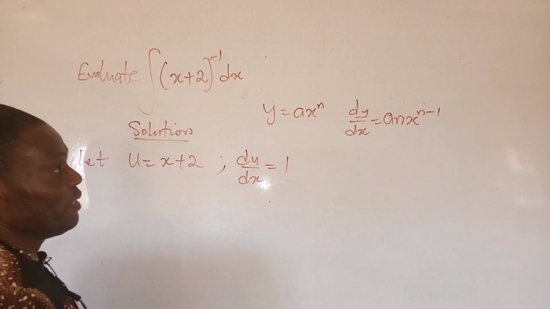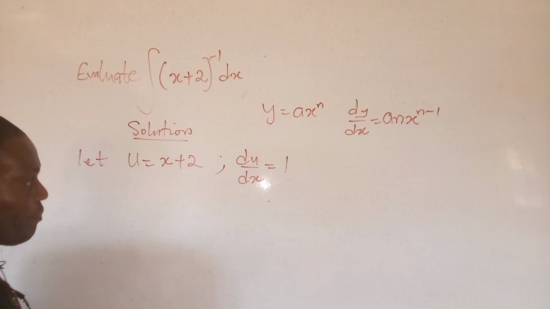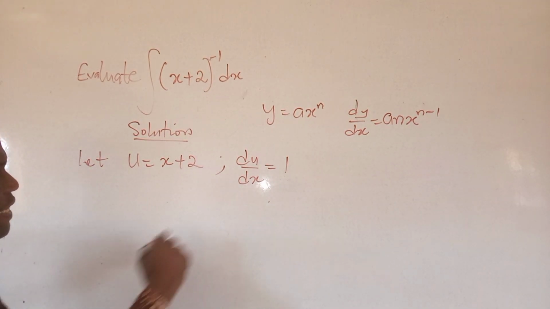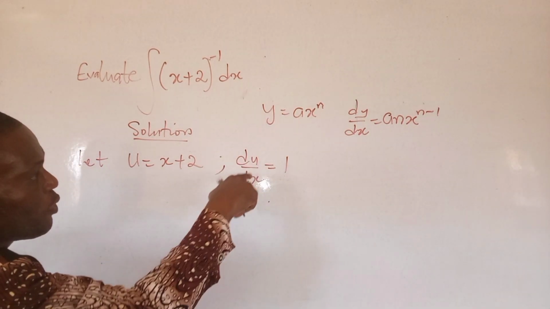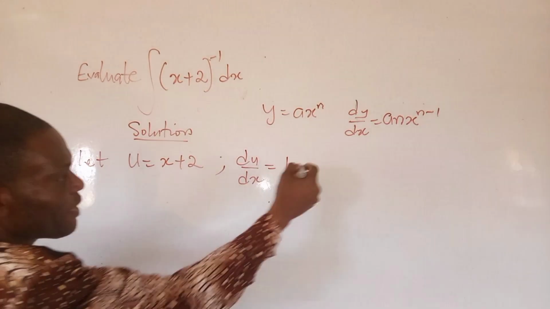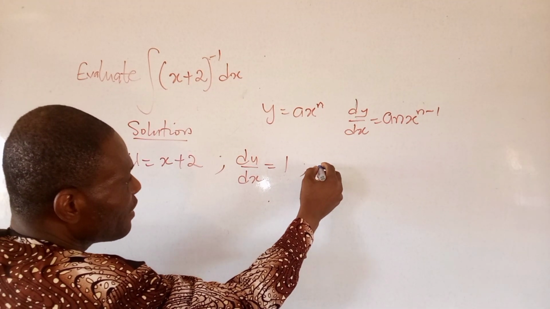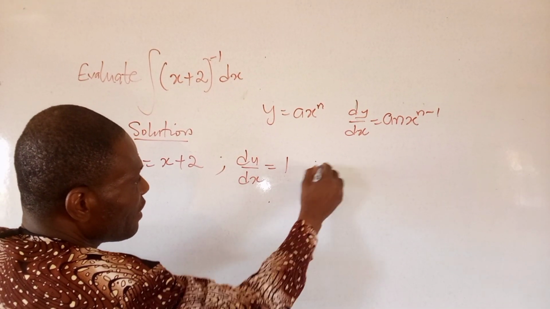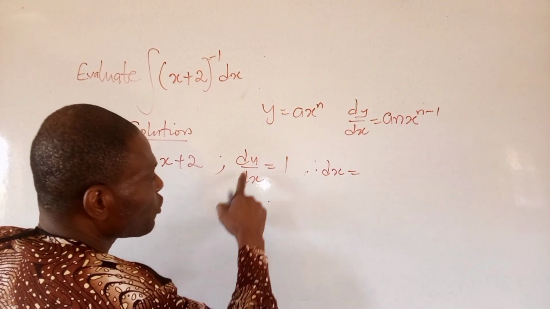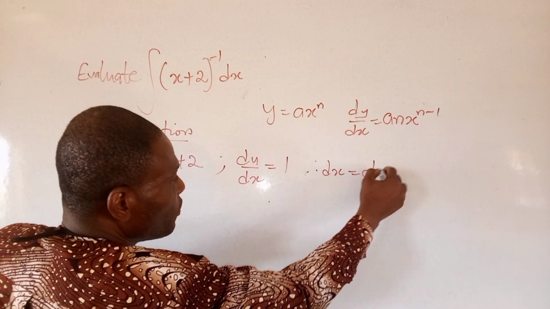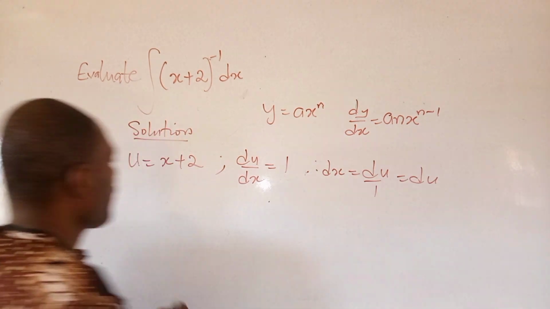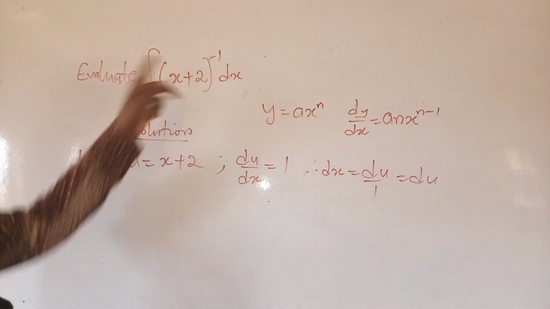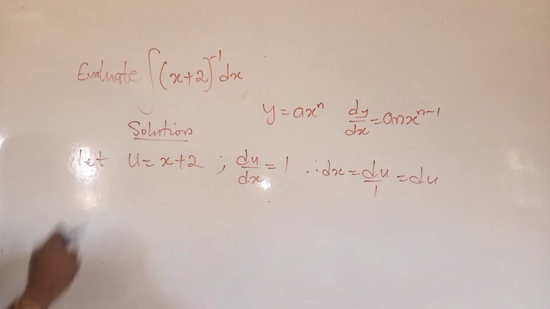That is in differentiation. Now let's go on and continue with this problem. Let's make dx the subject. So dx is equal to du over 1, which is du. So now let's substitute, because we're talking about the substitution method here.